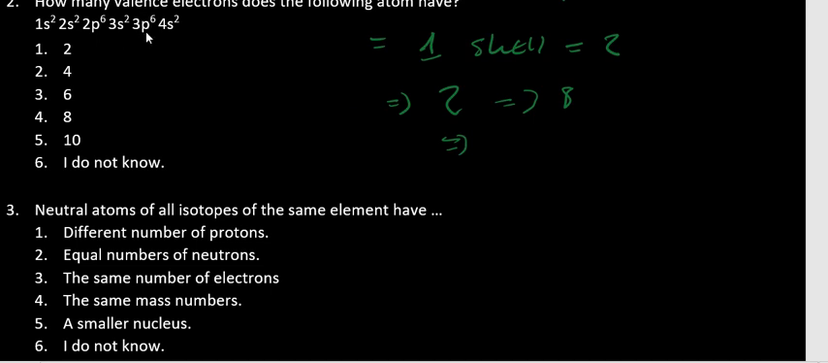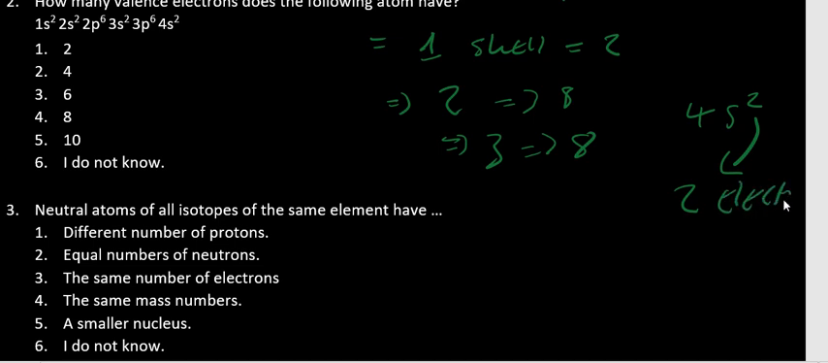And then the third shell, which is this one, is also having 8. So the third shell is having 8. Okay, so when you talk of the last shell, which is the 4s2, the 4s2 is having 2 electrons. So actually this element is likely to be in group 2. This element is likely to be in group 2. So the valence electron in this case is simply equal to 2. So that is our answer there.